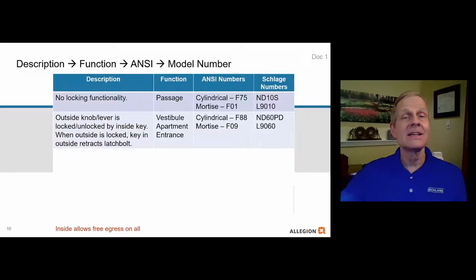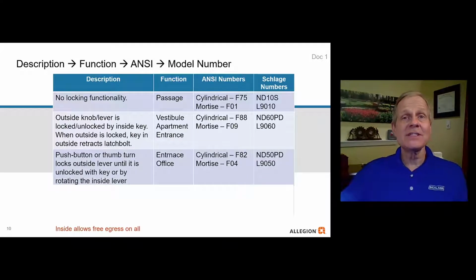When the outside lever is locked, the lock functions like a storeroom. So the outside lever only momentarily retracts the latch. You pull the key out, it's going to relock. So this gives the building owner or superintendent or security force or maintenance the ability to decide when that outside lever is going to be locked and unlocked. So you can see in cylindrical, it's an F88. In a mortise lock, it's an F09 for ANSI. The Schlage model numbers in cylindrical is ND60, and in mortise, it's L9060.